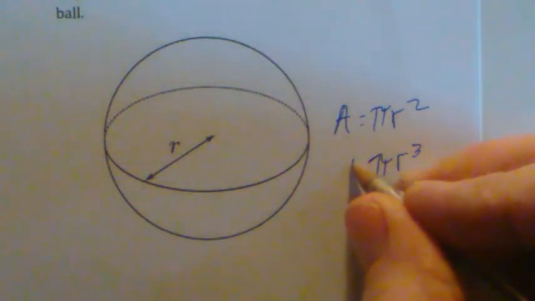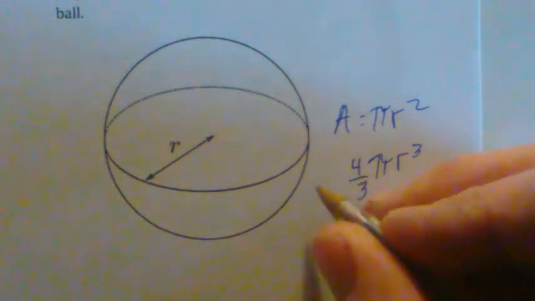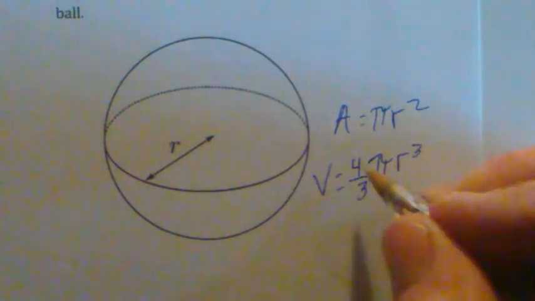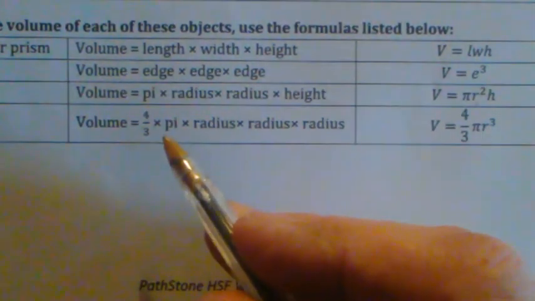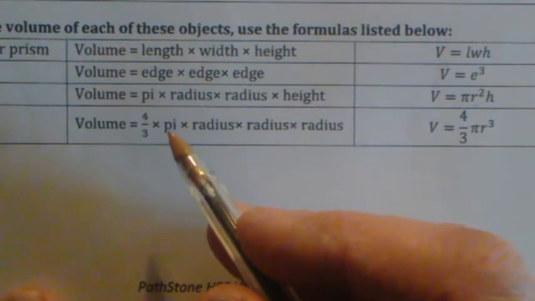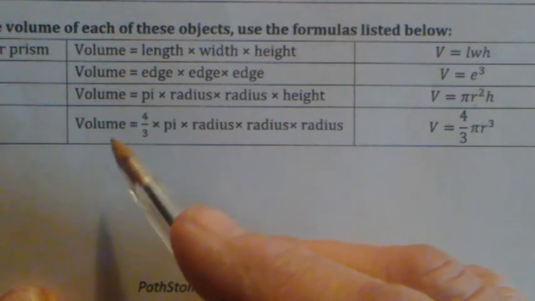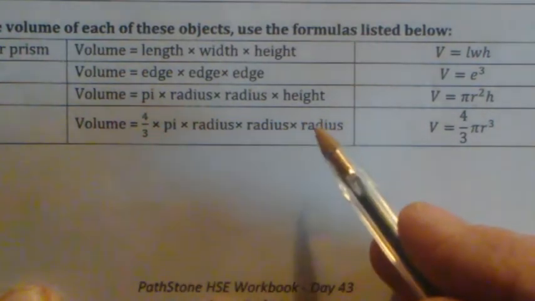times, now I don't know how they get this, 4/3. The volume is equal to 4/3 pi r cubed. That's a hard one to remember. And I should also point out on the math test, on the HiSET, they do give you formulas. So I imagine if they have a problem with volume of a sphere, they would give you this formula, because this is not one that most people remember.